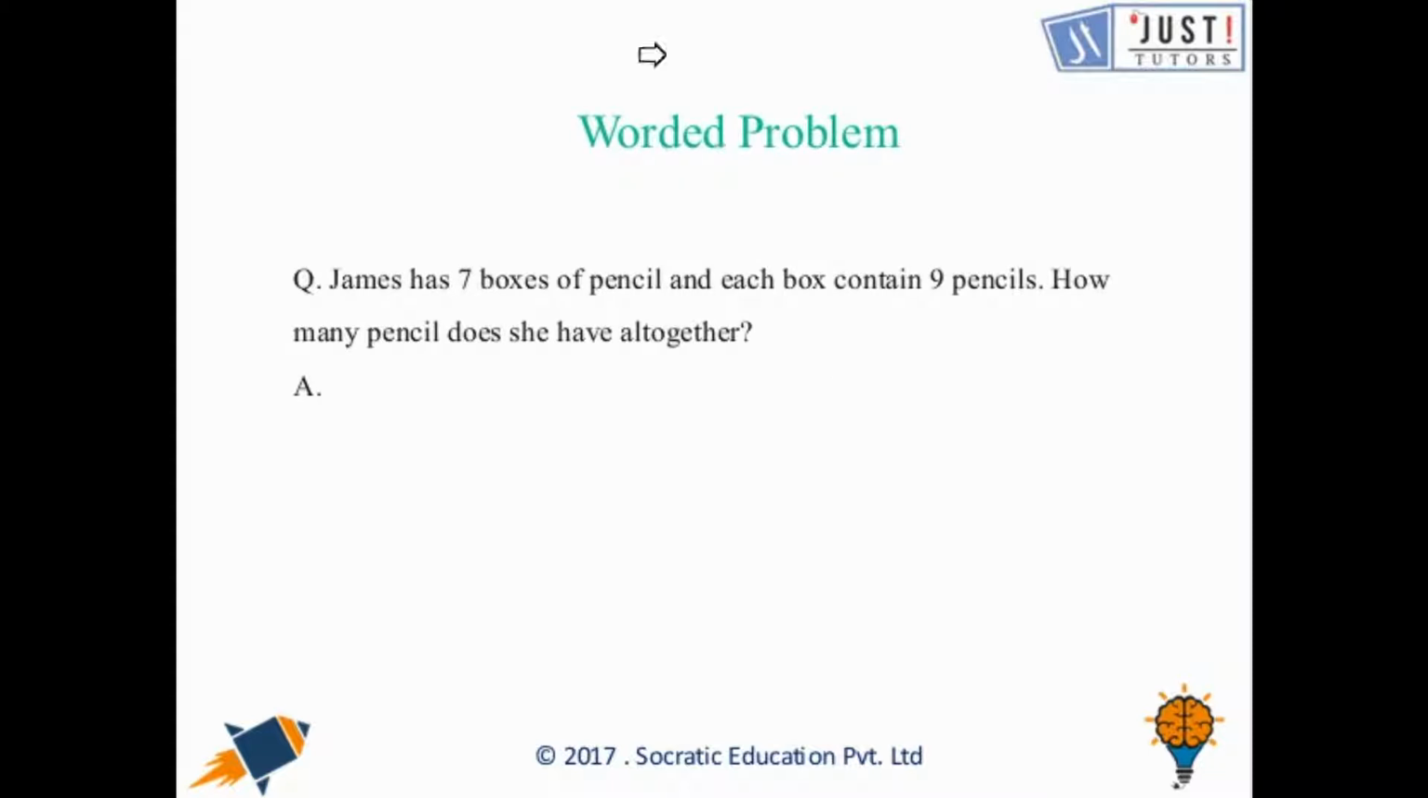Now, let us try one word problem based on multiplication. Let's read it out. James has 7 boxes of pencils and each box contains 9 pencils. How many pencils does he have altogether? Here we need to find the total number of pencils. So what we can do is multiply 7 times 9, and we get 63. That means overall he has 63 pencils.